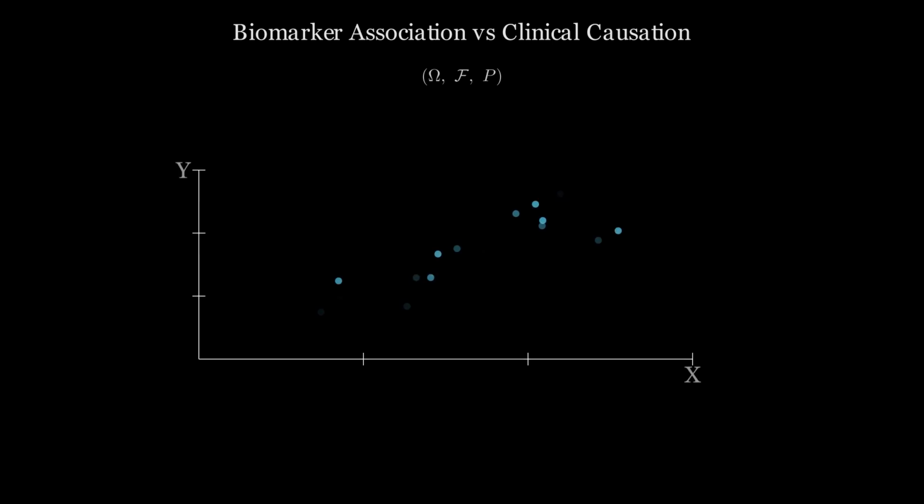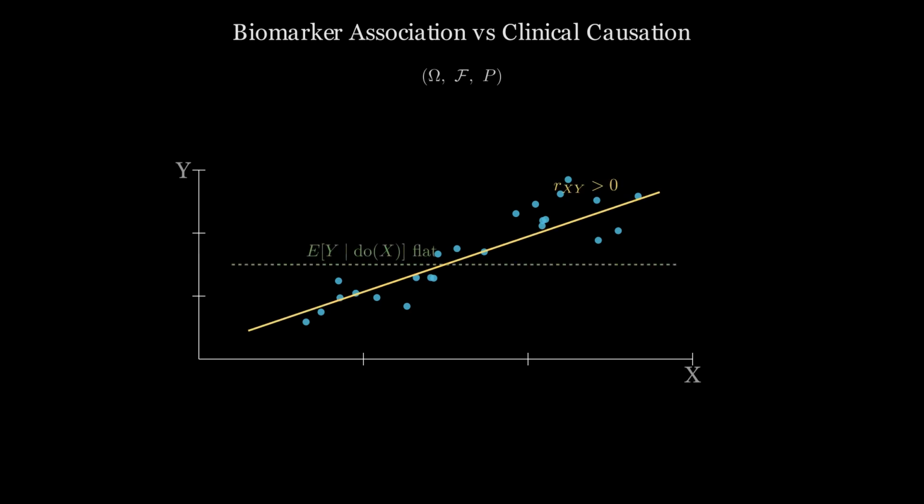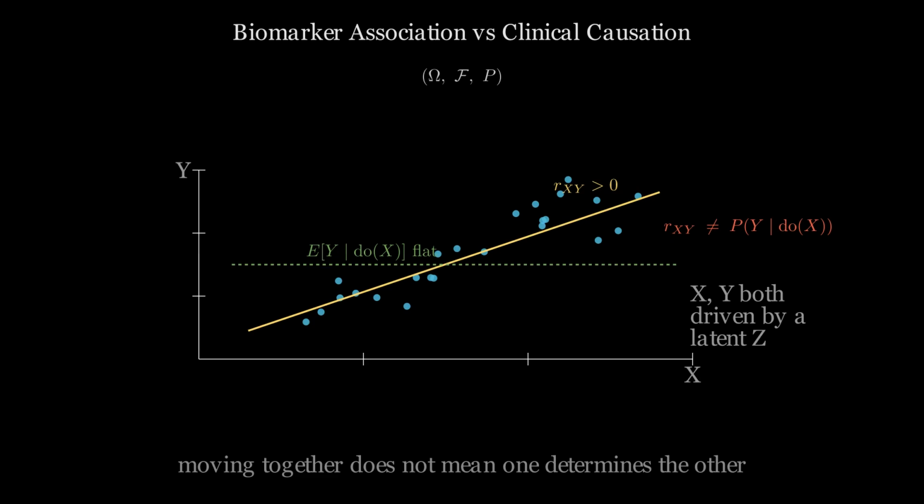Two clinical variables can move together without either one causing the other. Biomarker correlation is a property of a joint patient distribution. It measures how much two variables covary across patients. Clinical causation is a property of a mechanism. It measures what happens to a patient outcome when you change a treatment. These are different questions about different objects.